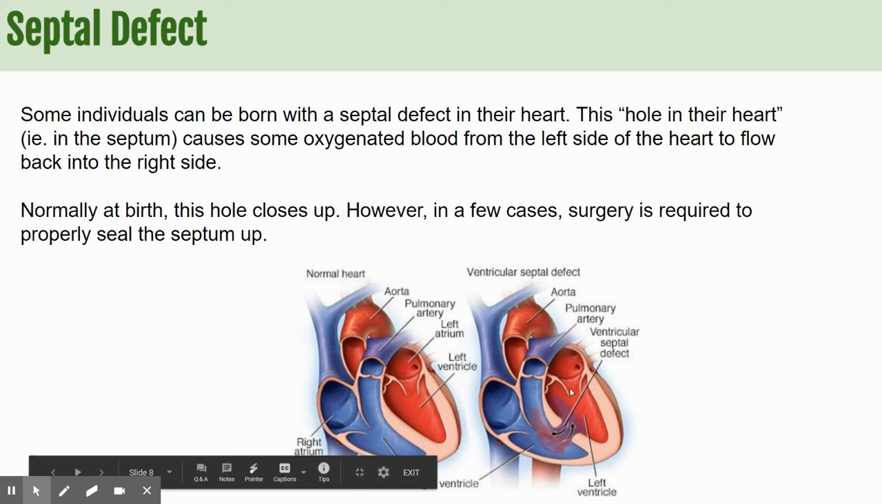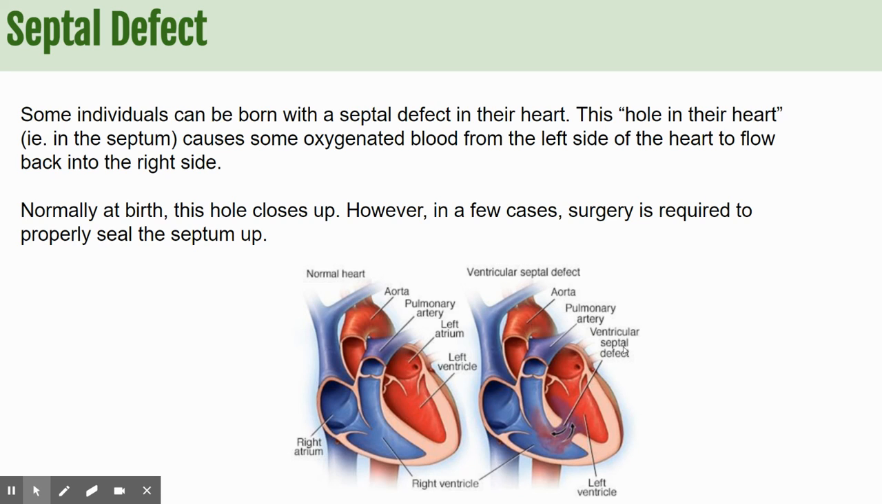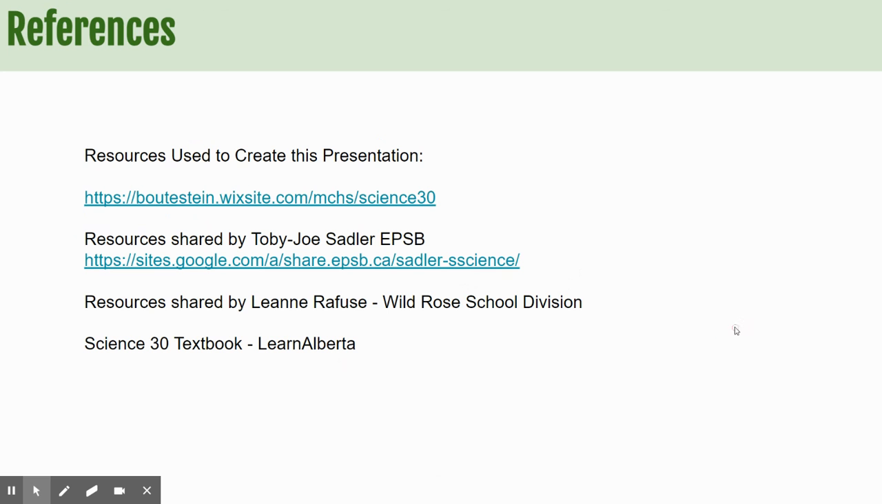So when you're pumping all that blood off and through the aorta to the rest of the body, you could be pumping some of this deoxygenated blood. So you're not getting as much oxygen as you're going to be needing. Normally, if this happens at birth, it eventually closes up, but in some cases, surgery is going to be required. But it'll have to be done quite young.